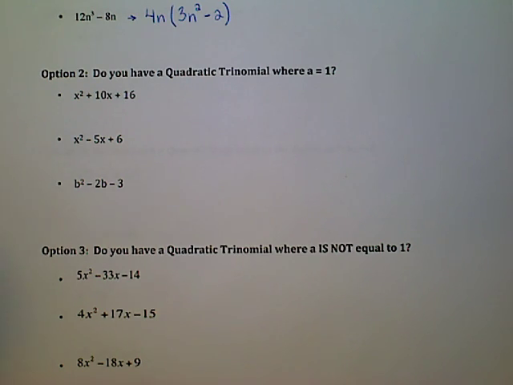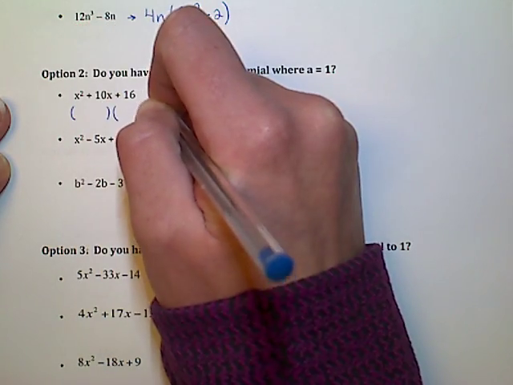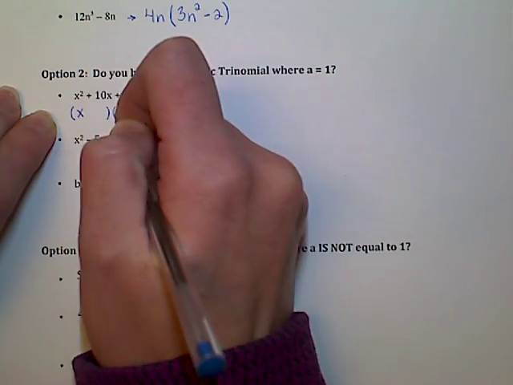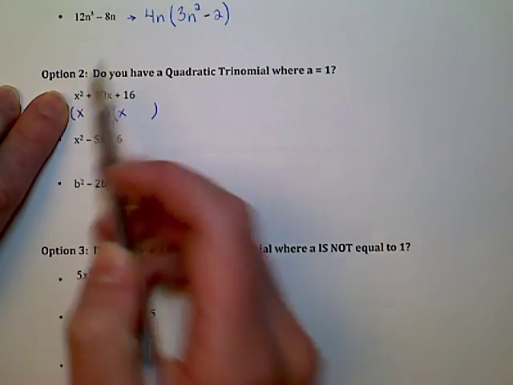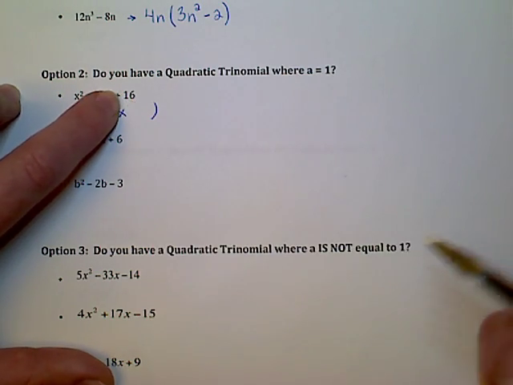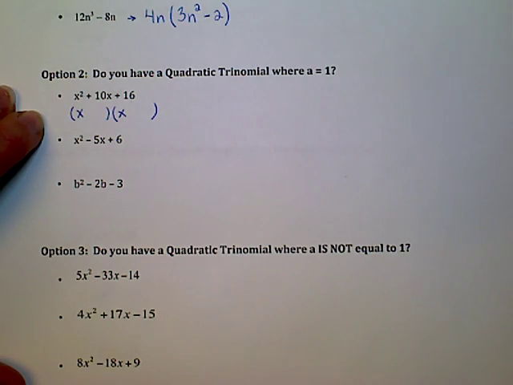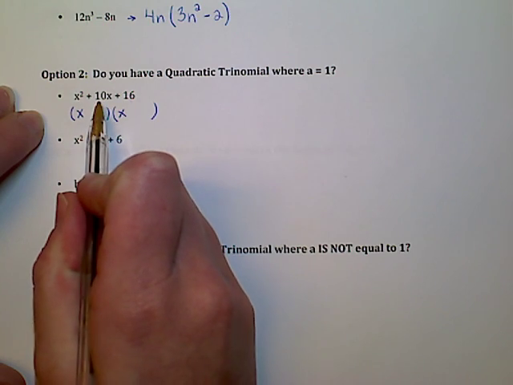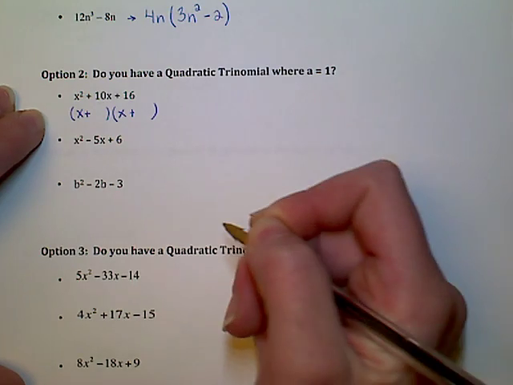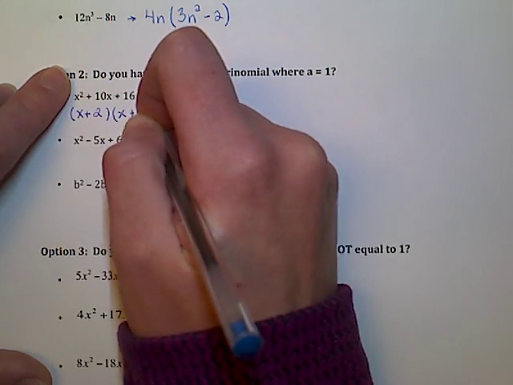I usually think, okay, we just sort of have to reverse FOIL. So I like to set up my parentheses. I know the first spot of each has to be an x and an x. That gets me the x squared. And then I have to consider all the numbers that multiply to 16. So 1 and 16, 2 and 8, 4 and 4. And then from those, I would pick the numbers that add to 10. By the way, these both have to be plus signs. And 1 and 16 doesn't add to 10, but 2 and 8 do.